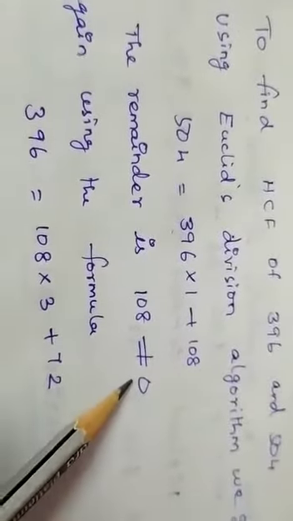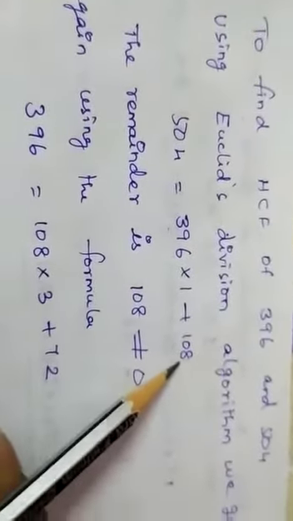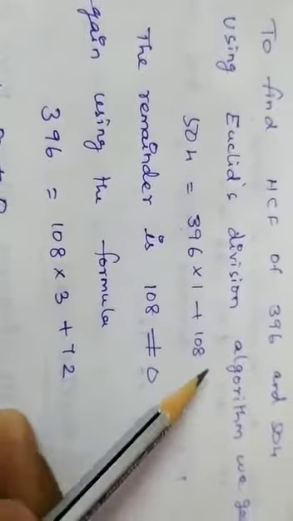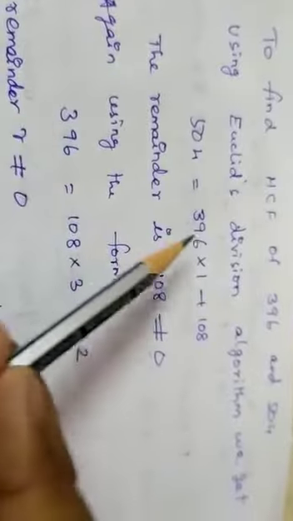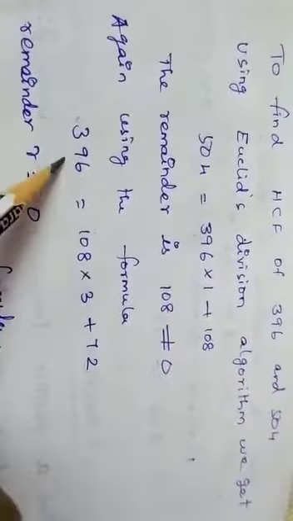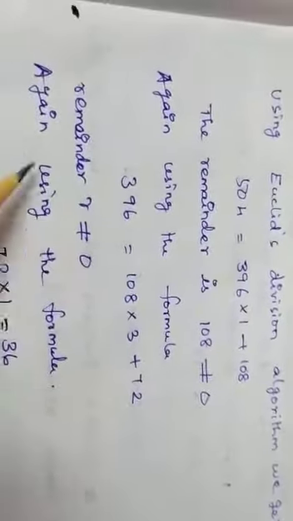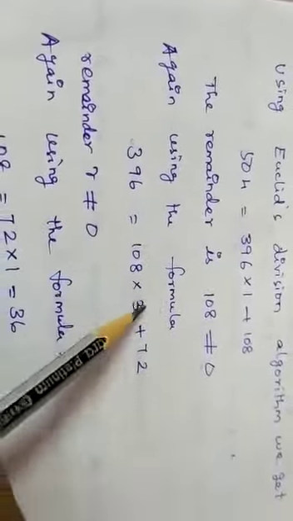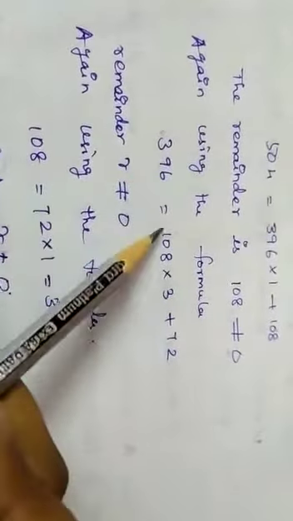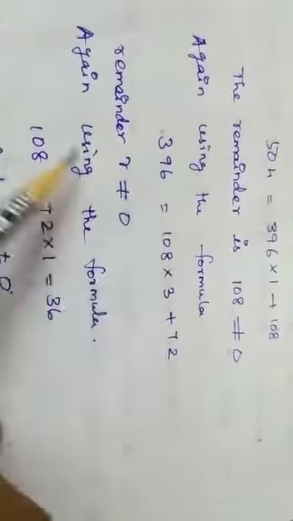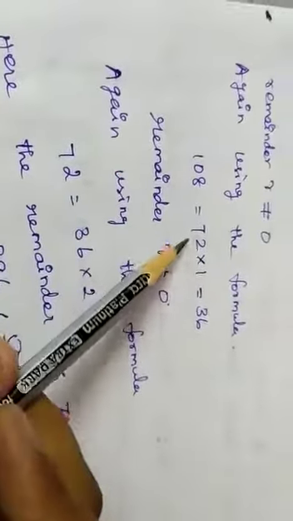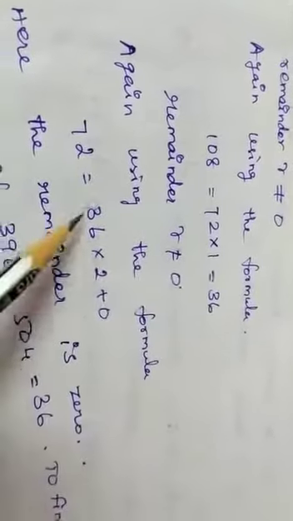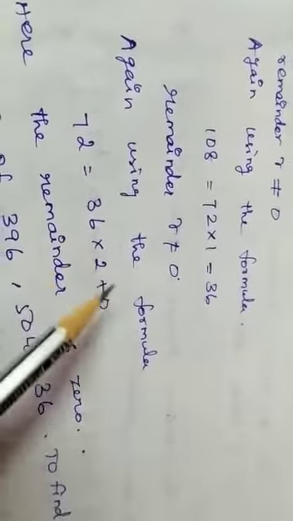You see that here the remainder is not becoming 0. So we'll apply the same formula again, that is 396. Then we'll take 108. So 396 equals 108 into 3 plus 72. Again r is not equal to 0. Then we will use the same technique. Then we'll take 108 and 72. So 108 equals 72 into 1 plus 36. Again r is not 0 and we are using the same formula. We'll get 72, then we'll take 36. So 72 equals 36 into 2 plus 0.